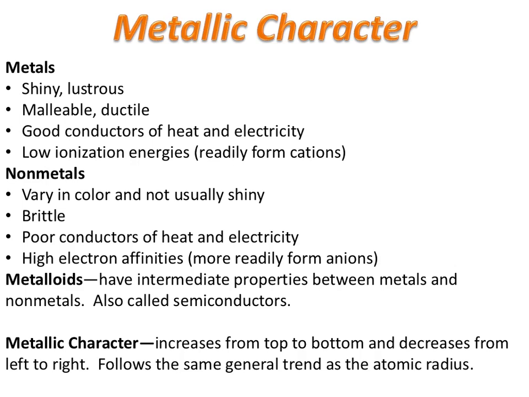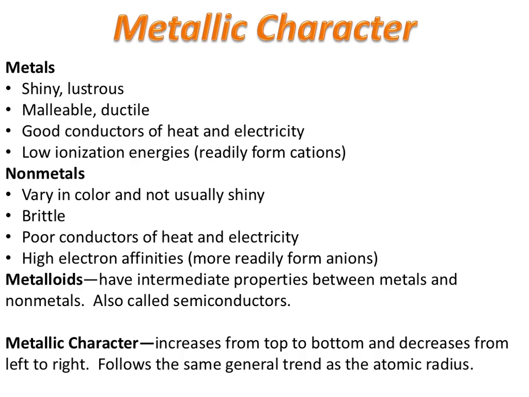Non-metals, however, are different. They come in a variety of colors. They're usually not shiny, brittle, generally poor conductors of heat and electricity, and they tend to form anions. That is, they have high electron affinities. The metalloids are kind of intermediate between the metals and nonmetals, and they are also called semiconductors.